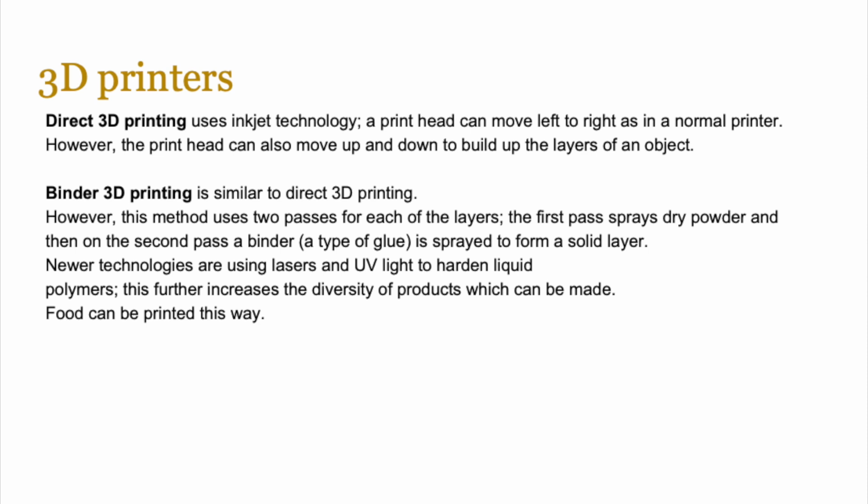Direct 3D printers use inkjet technology, so you've got a print head which moves left to right just like a normal printer. However, the print head can also move up and down because it's 3D, so it doesn't just work in 2 dimensions, it works in 3 dimensions. It allows us to build layers of an object. Binder 3D printing is similar to direct 3D printing. However, the method uses two passes for each layer. The first pass sprays dry powder, like a laser printer, and in the second pass, a binder or a fuser, which is like a type of glue, is sprayed to form a solid layer. Newer technologies are using lasers and UV light to harden liquid, so we can create a wide range of diverse products. For example, food can be printed using the binder 3D printing method rather than the direct 3D printing method.